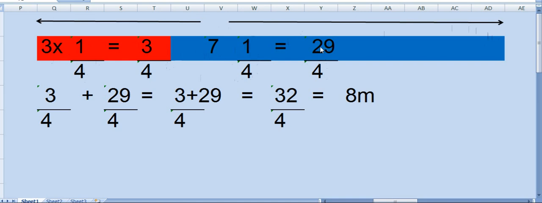So 29 upon 4 is what he is left with. Now he has used 3 upon 4 and he is left with 29 upon 4. So what will be the total length of the cloth? 3 upon 4 plus 29 upon 4. So add this. The denominator is common. So what happens? 3 plus 29 upon 4, that is 32 upon 4, that is equal to 8 meters. So the total length is 8 meters of cloth which he has.